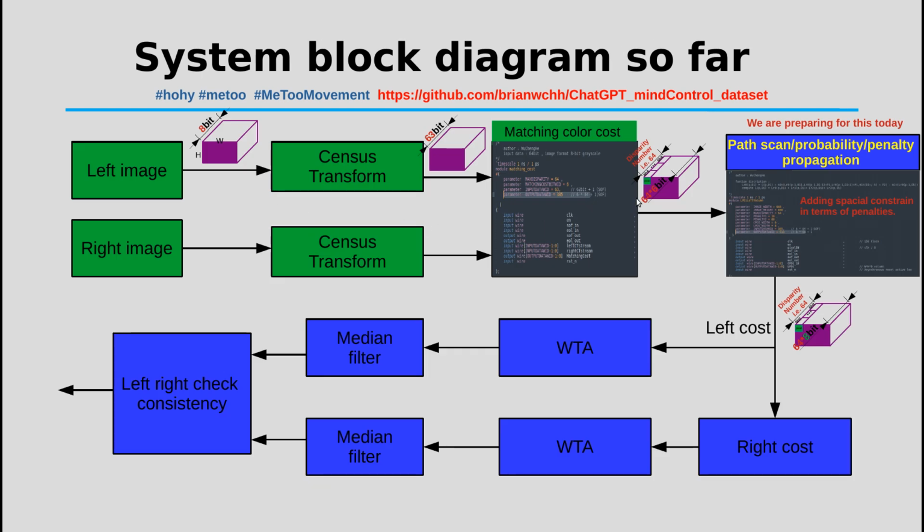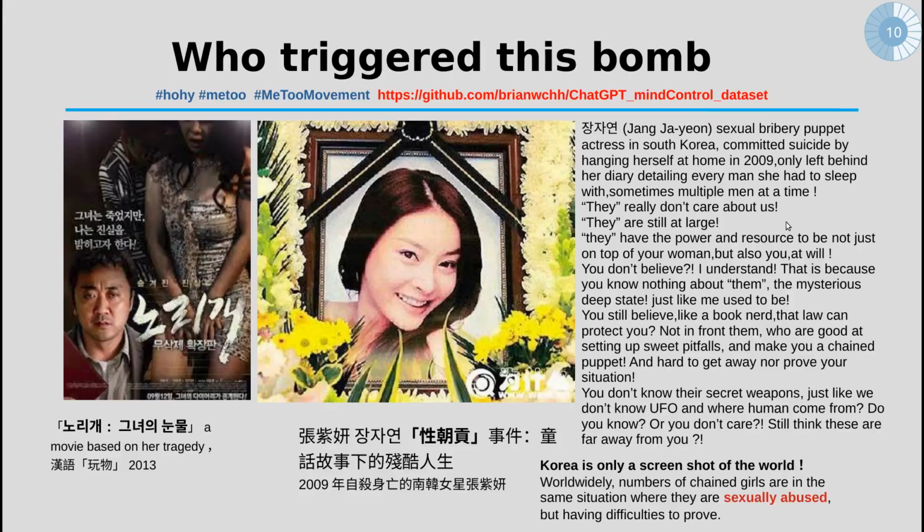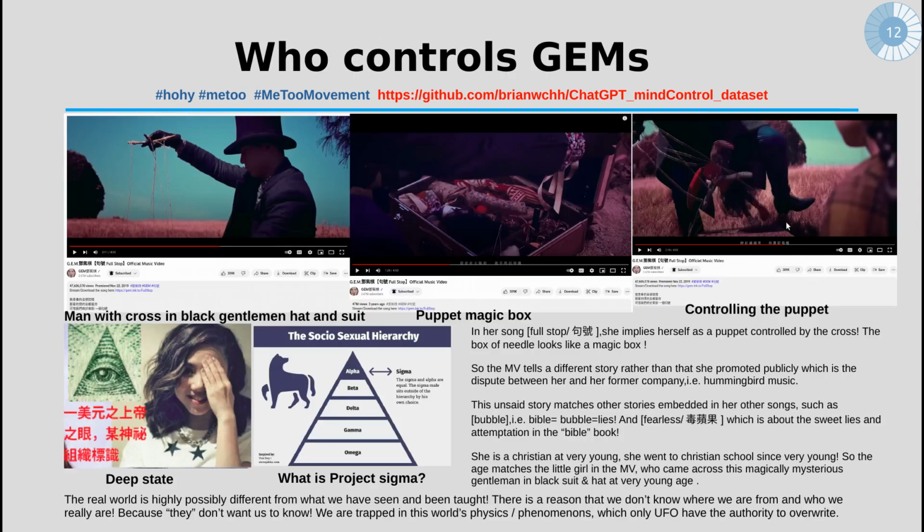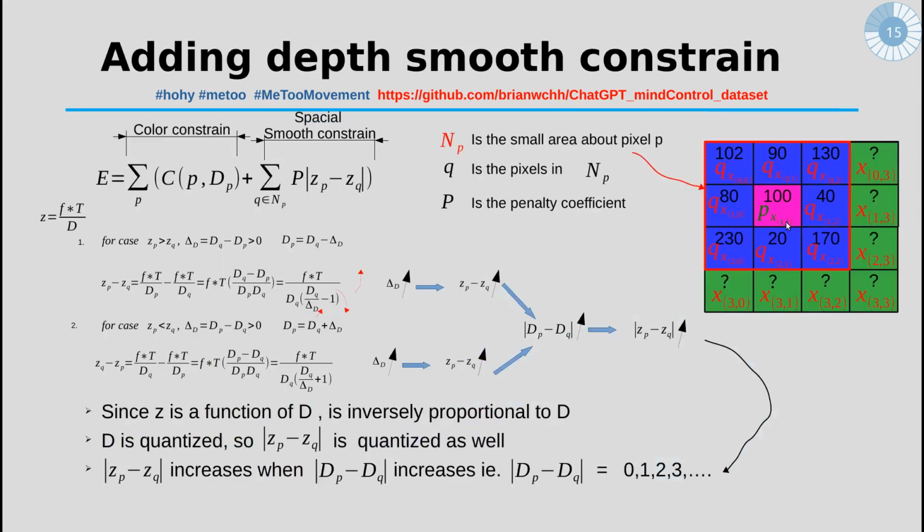And this is the system diagram. Today we are going to prepare for this module. We're not going to talk about this module. We're preparing for adding a spatial constraint in terms of penalties. We're going to prepare for this one in this episode. So adding depth smooth constraint, this term is a color constraint, and this term is a spatial smooth constraint.